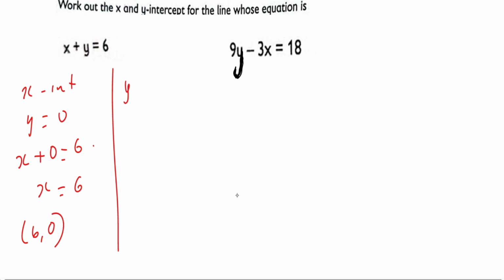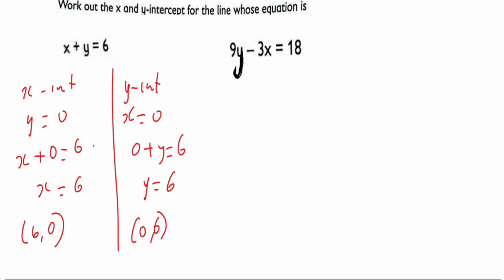Now let's try with the y-intercept. We said it is when x equals 0, and again x plus y equals 6. Our x is the one which is 0, and therefore 0 plus y is just y, so y equals 6, and as a result 0, 6. Is it not that easy? Now let's finish up with this last question.